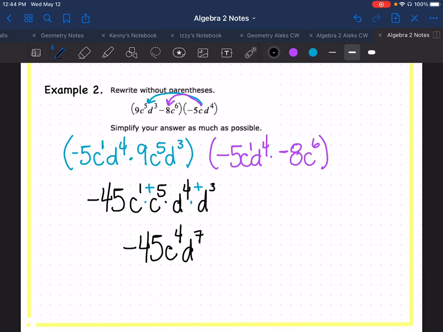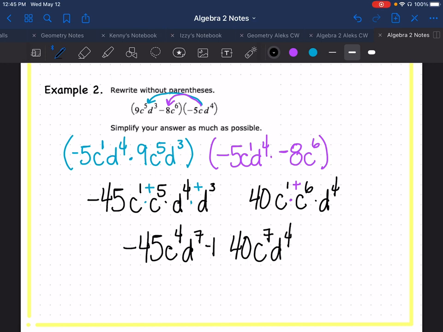All right, let's take a look at the next one. I'm going to multiply negative 5 times negative 8, which does give me positive 40. I have c to the 1st times c to the 6th. Because they are the same bases, I can add the exponents. And then I have times d to the 4th, and there's nothing to add with it, so it's just going to stay d to the 4th. My final answer would be 40, c to the 7th power, d to the fourth power. That is a positive 40, so I'm going to put a plus in between my two terms, and there's my final answer.